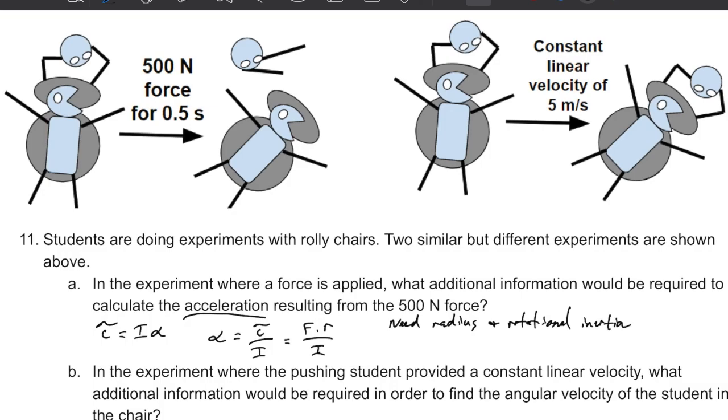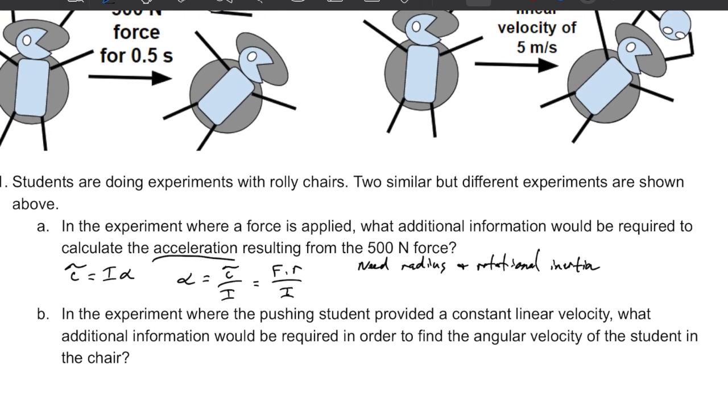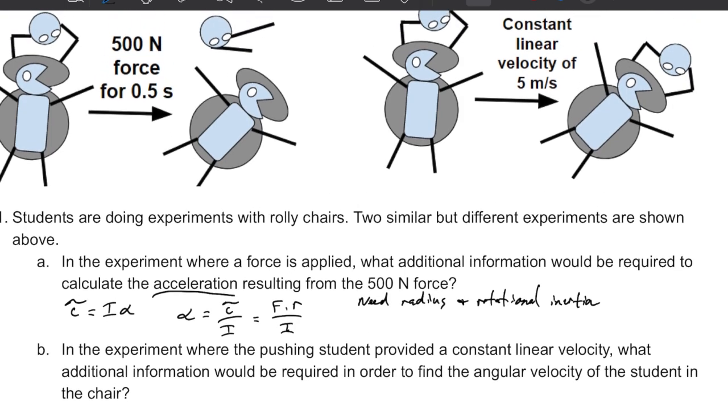In the experiment where the pushing student provided a constant linear velocity, it looks like they're pushing with enough torque so that it balances any frictional torque. So you've balanced your forces, you've got a constant velocity. What additional information would be required in order to find the angular velocity of the student in the chair?